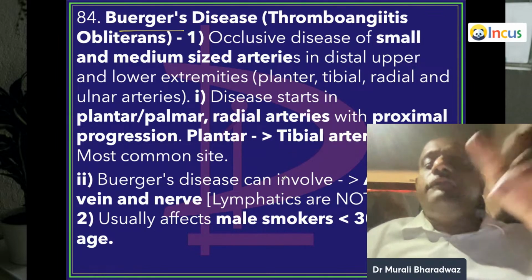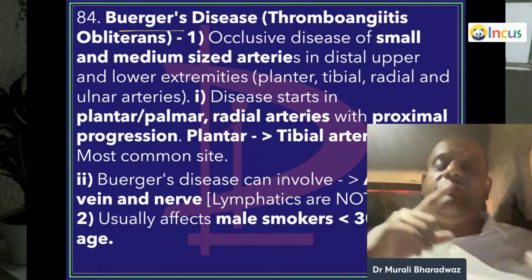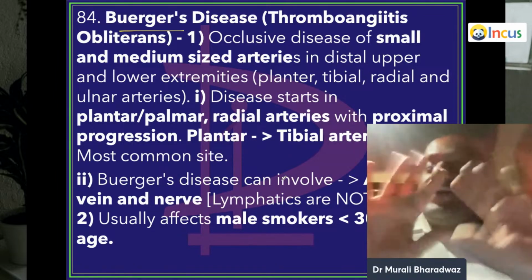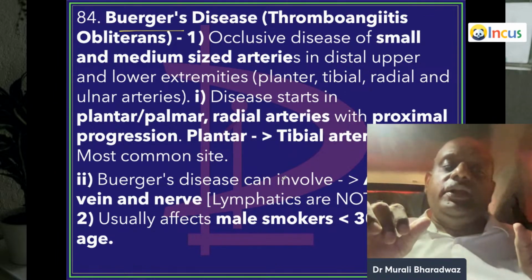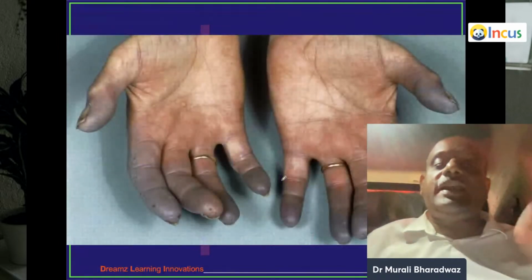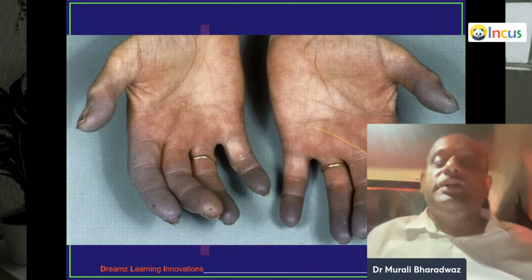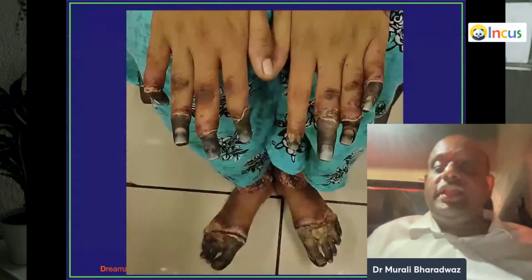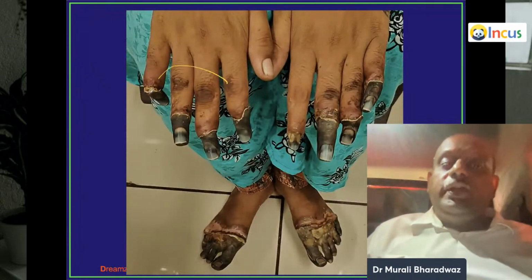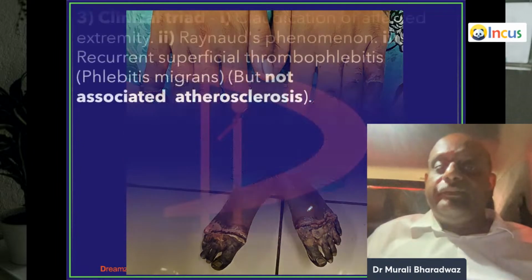Now, what will Buerger affect? What does Buerger not affect? It affects artery, vein and nerve. Lymphatics are not affected. Usually a male smoker, less than 30 years of age is a classical example. So this is what you call Buerger's disease, is what you need to remember. So in a pregnant woman in this given case, there is a development of Buerger. This is a little atypical presentation of Buerger.